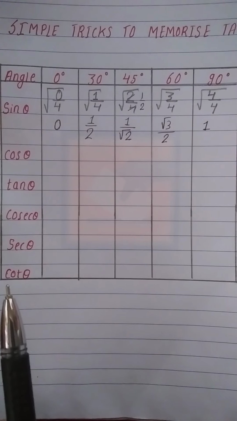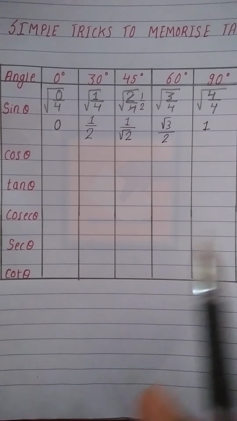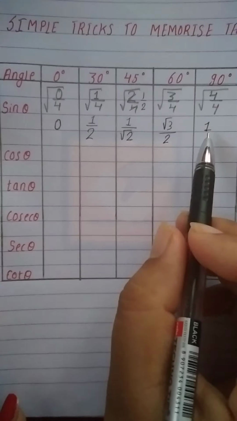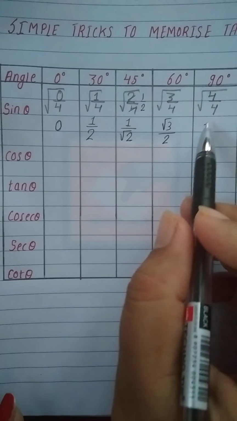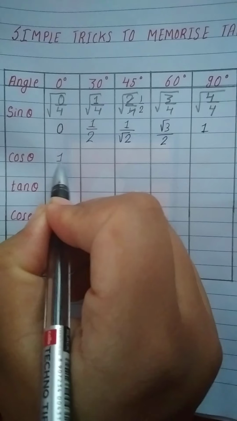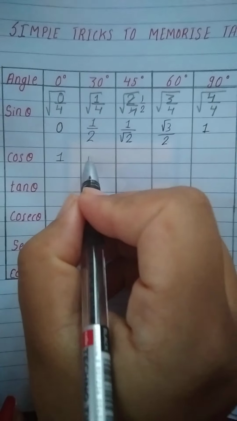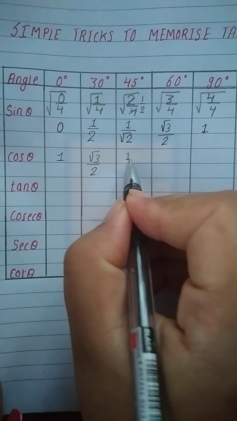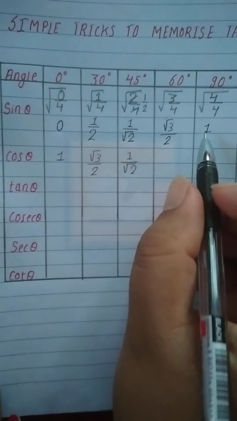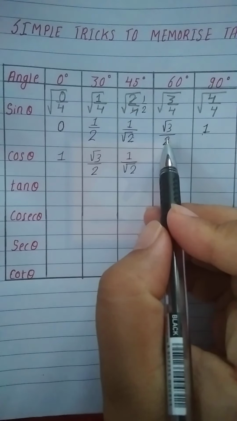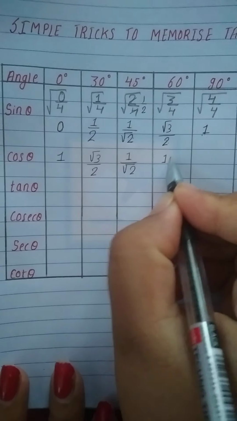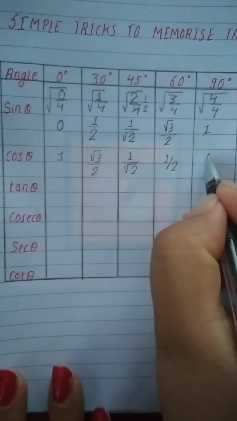Now how do you memorize the values of cos? This may be the question. In this case it's quite simple. We are going to simply reverse all the values of sine. For example, from the last we will write here. The last is 1, so 1 I will write here. The second last is root 3 by 2. Then the first we write this, followed by this, and third is this. So what about the fourth? Fourth is 1 by 2 and the last one is 0.